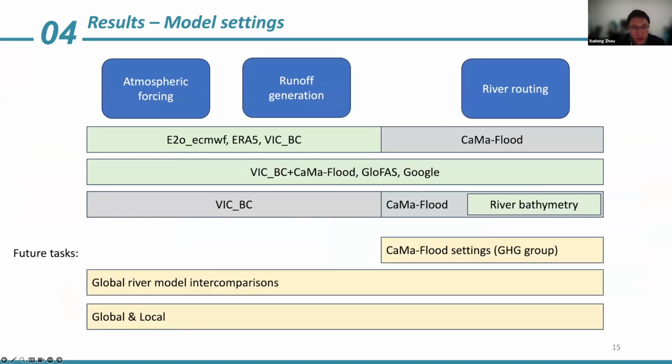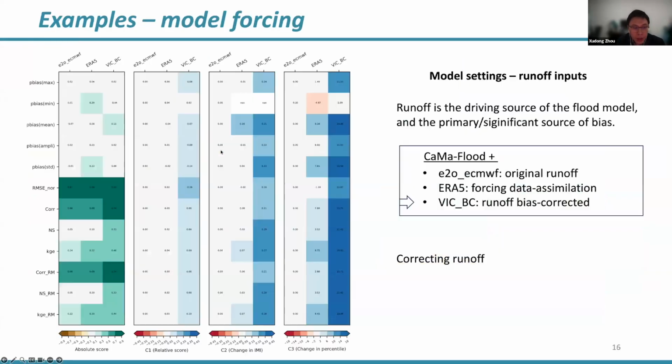So in the framework, we can have many different kinds of model settings to be compared in the model chain. For instance, the CaMa-Flood model chain, including the atmospheric forcing and the runoff generation, also the river routing, which is the CaMa-Flood itself. So we can compare any of the parts in the chain. And then we have some examples.